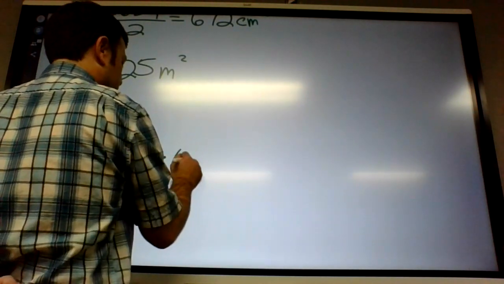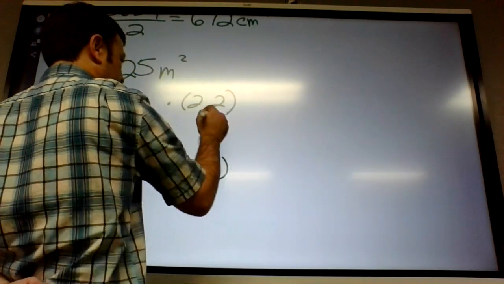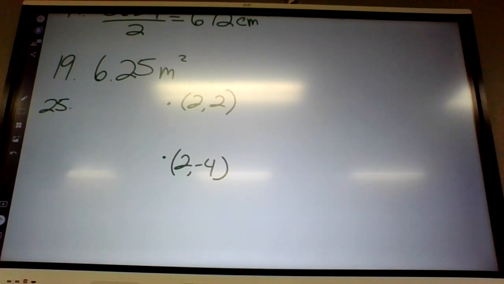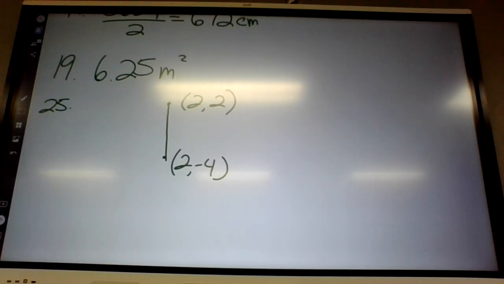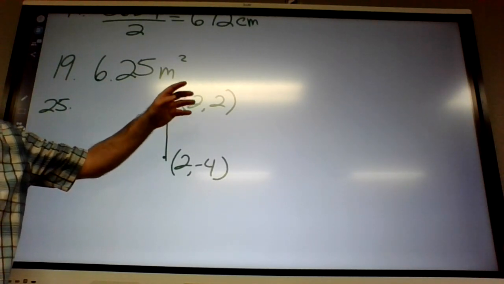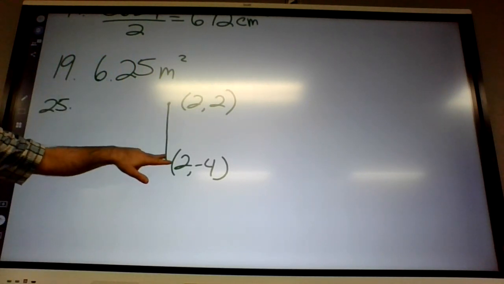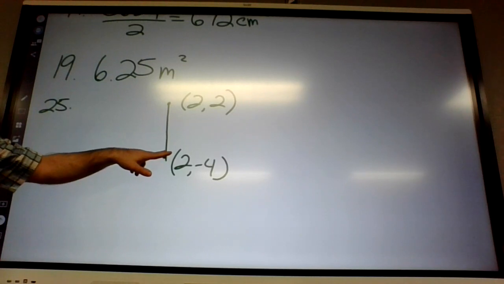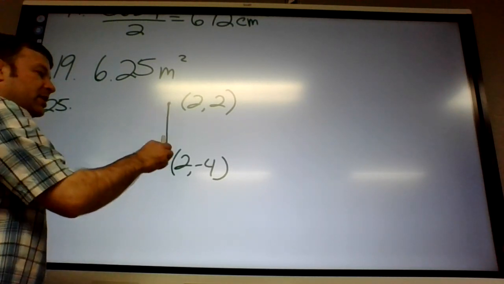2, -4 to 2, 2. This will be our base. Oh, we're on 25. How far is it from there to there? Well, the length is not 2 coordinates. The points are 2 coordinates, but this length is only one number. So you want the distance. How far is it from here to here?